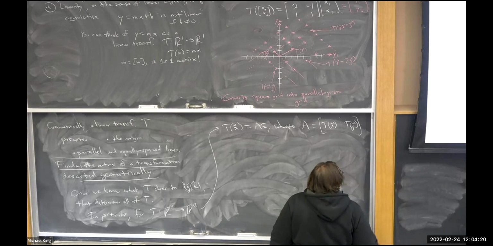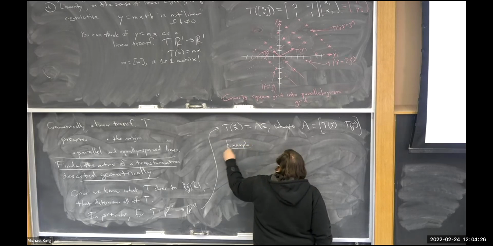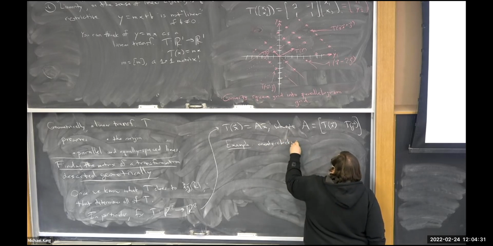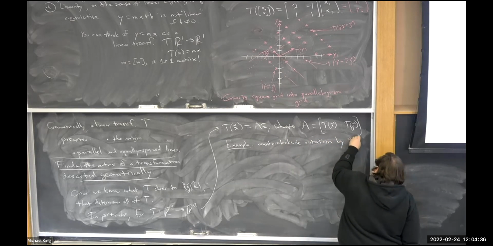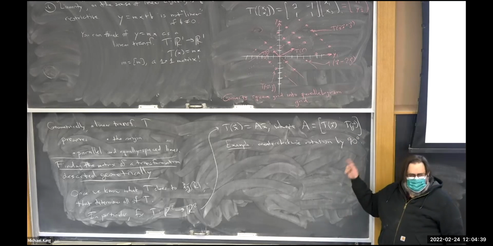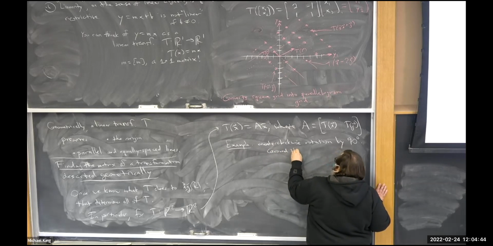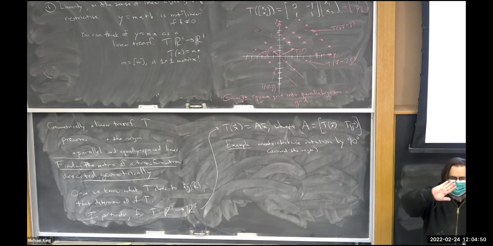Right, so for example, counterclockwise rotation by 90 degrees. That is a linear transformation. It preserves, I should say, the origin, and it does preserve parallel and equally spaced lines, right? It's rotating. It doesn't change the fact that parallel, equally spaced lines are parallel and equally spaced.